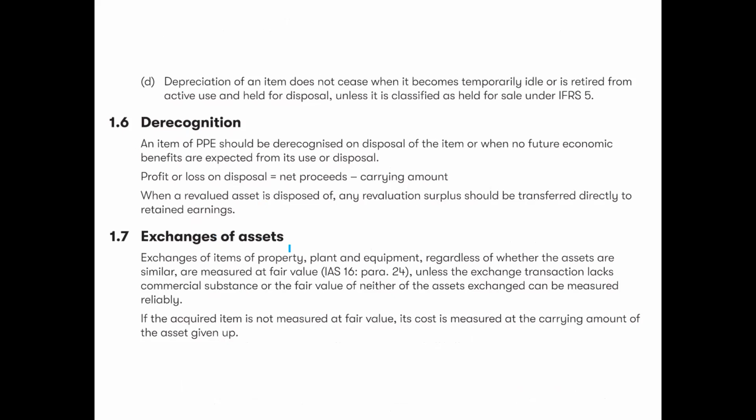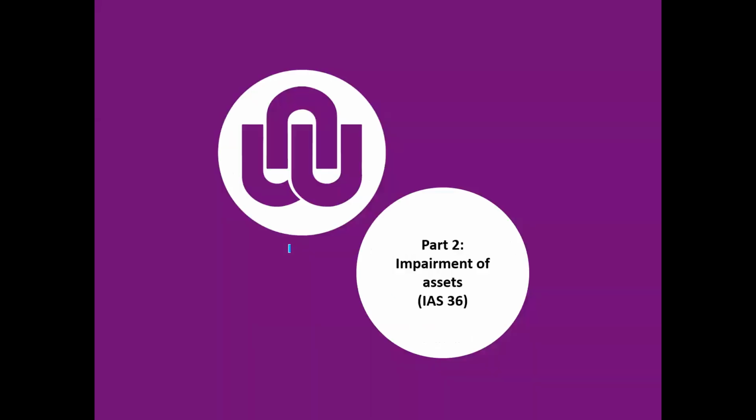What's the rule? What value do I recognize if I have exchanged an asset instead of paying cash, but I've given you a different asset for an asset that you have given me? What's the values that we're going to look at?